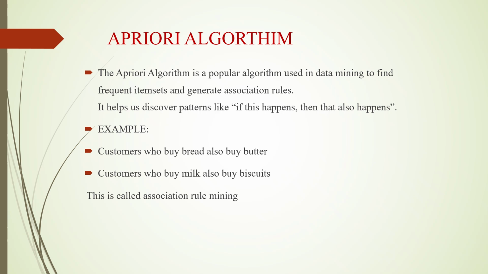Apriori algorithm. Apriori algorithm is a popular algorithm used in data mining to find frequent items and generate association rules. It helps to discover patterns like if this happens, then that also happens. One variable depending on another variable is called association rule mining. Example, customers who buy bread also buy butter. Customers who buy milk also buy biscuits. This is called association rule mining. Rule A depends on rule B.